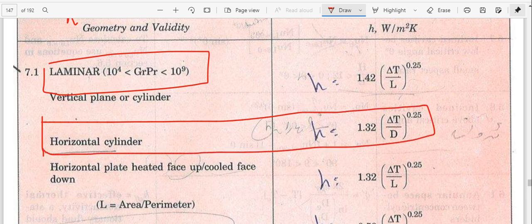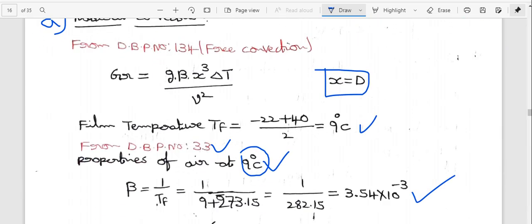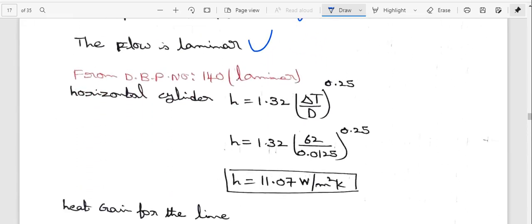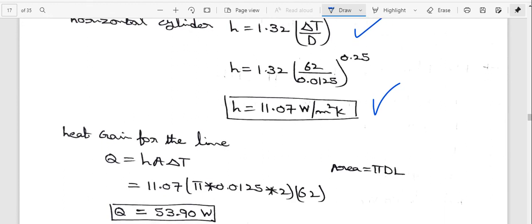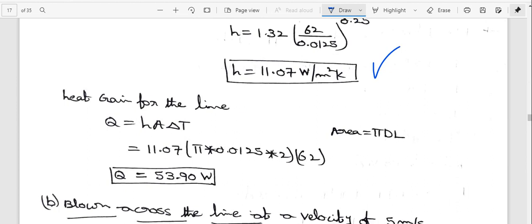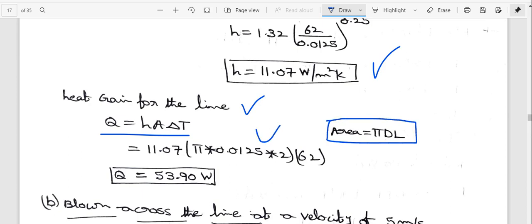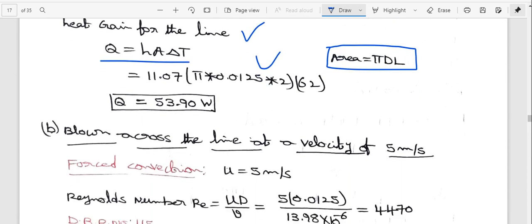h is equal to 1.32 (delta T by D) to the power 0.25. Here we need to substitute the delta T value and the D value. So the h value is 11.07 watt per meter square Kelvin. Here the heat gain for the line is Q equal to h A delta T, where h equal to 11.07 and A equal to pi D L, the surface area of a cylindrical object. We need to substitute the diameter and length values in this equation.